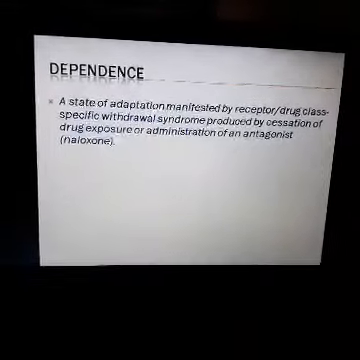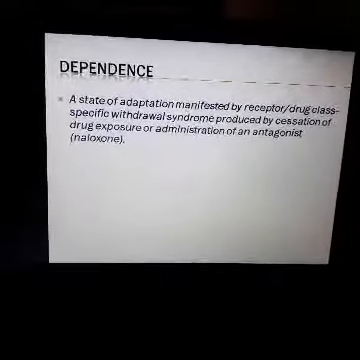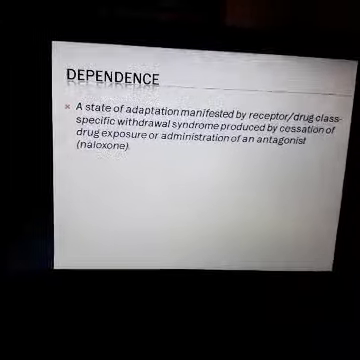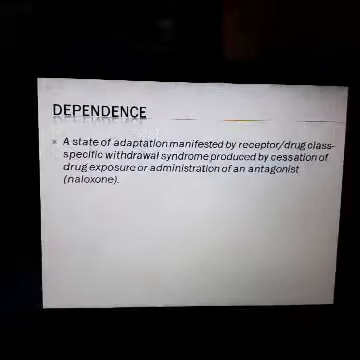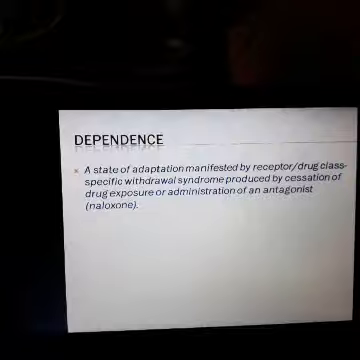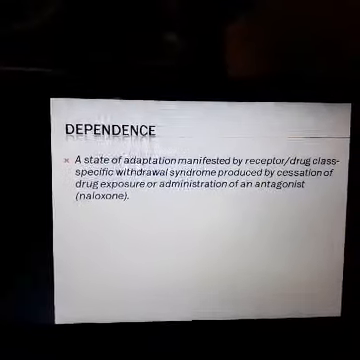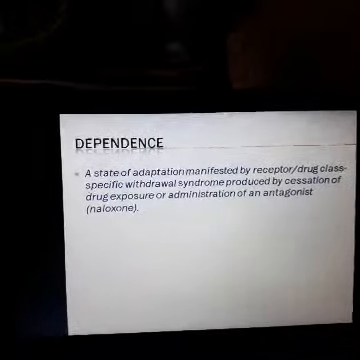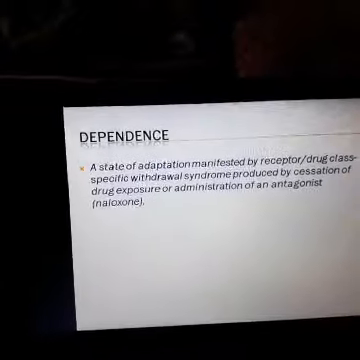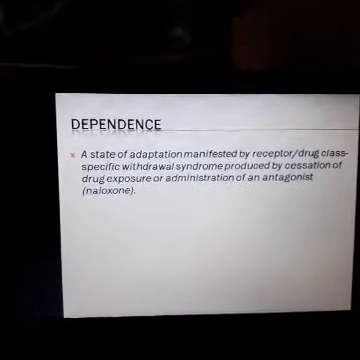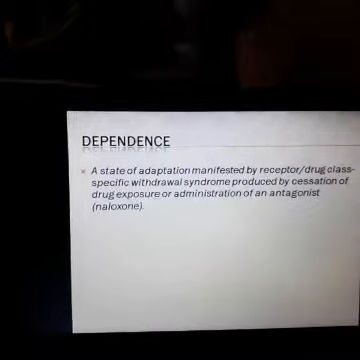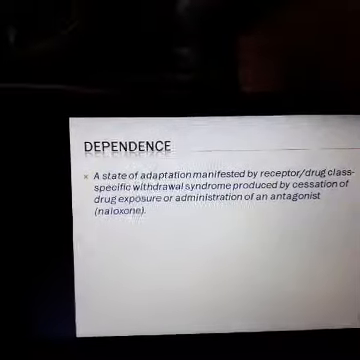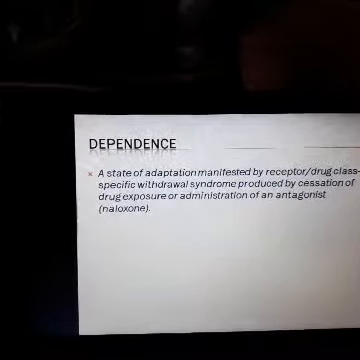Dependence, a definition, is a state of adaptation manifested by a receptor drug specific withdrawal syndrome produced by cessation of drug exposure or administration of antagonists. What does it mean? Dependence means there is an adaptation at the physiological or psychological level, and this dependence is proved by sudden cessation of the drug. The patient was using the drug chronically, but if it is suddenly discontinued, then it shows some withdrawal features. Then it confirms dependence, and this withdrawal can be artificially created by sudden administration of some antagonist.